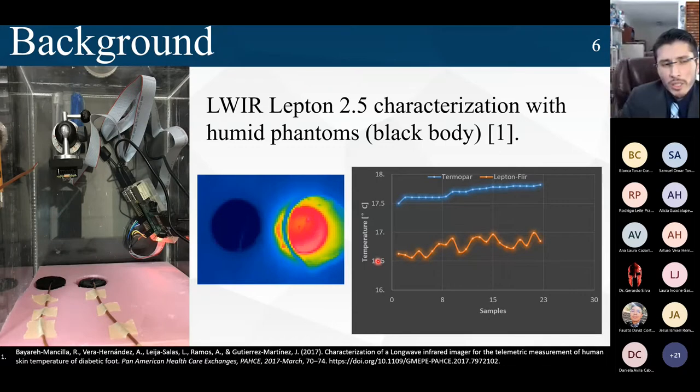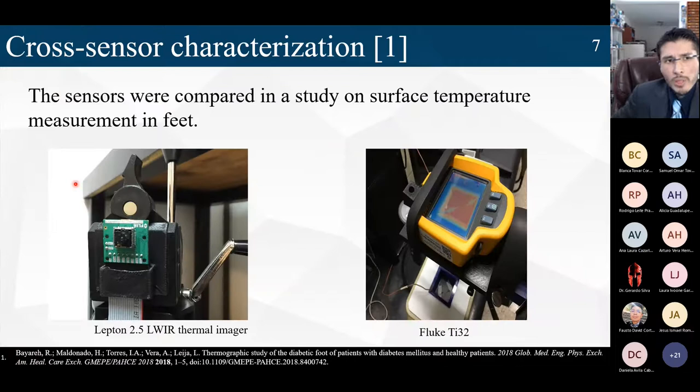However, at the publication of that work, we found that we had a kind of erratic characterization when we used thermocouples as reference to retrieve the temperature prediction using only digitalization information that can be retrieved directly from the sensor. One year later, we also performed a cross-sensor characterization. It means that we compared the mathematical equation that we got in 2017 versus the Fluke T32 industrial purpose camera, which is also a thermal imager.